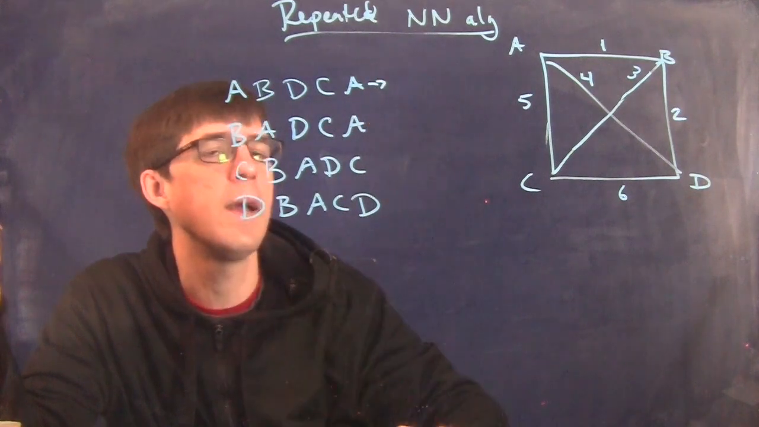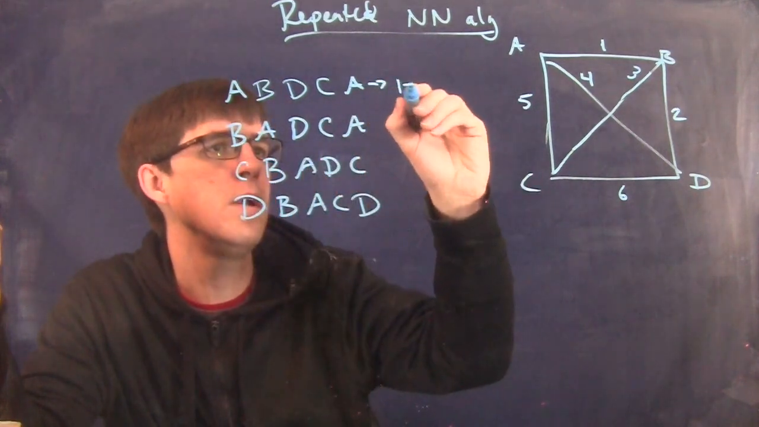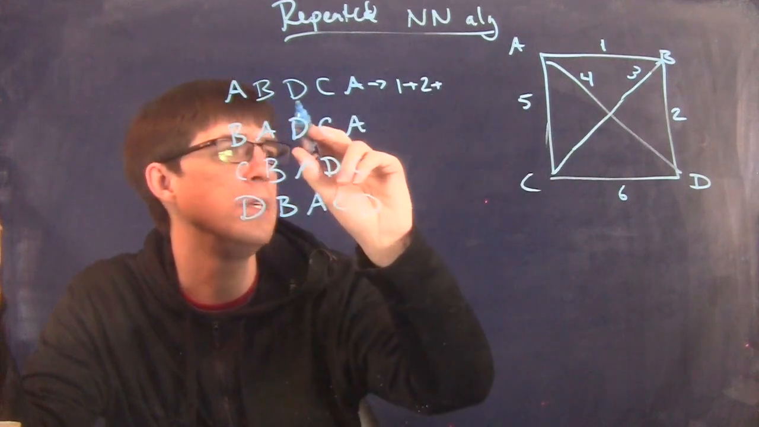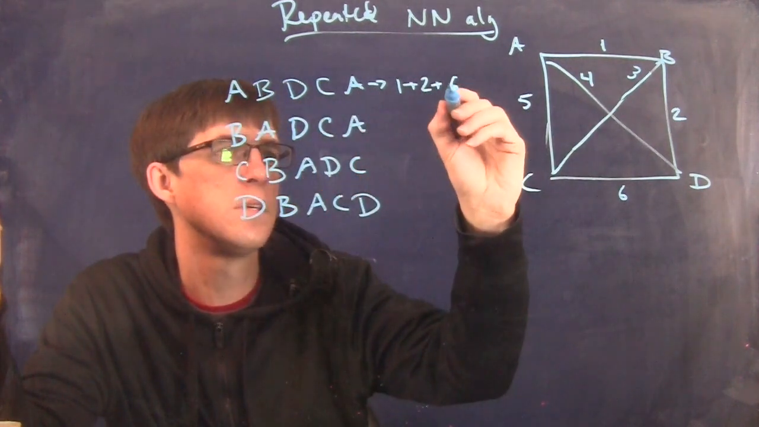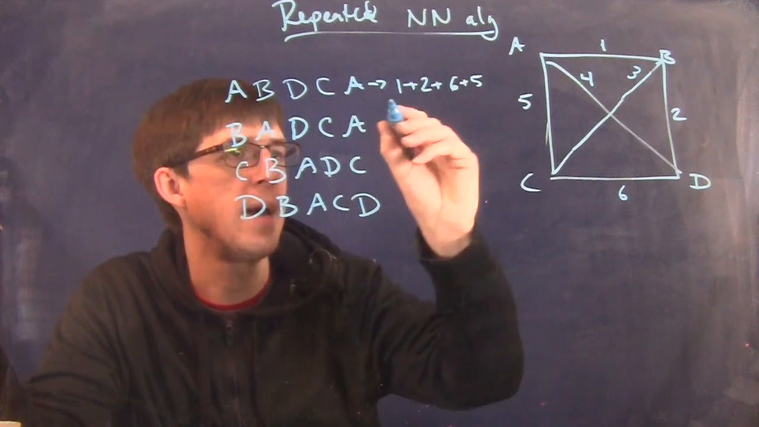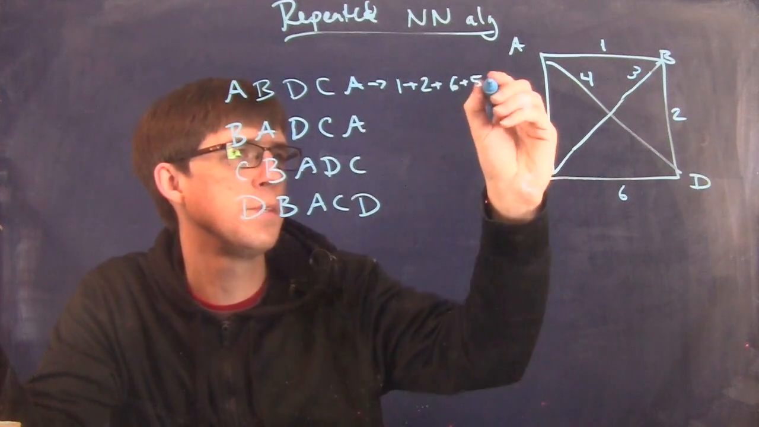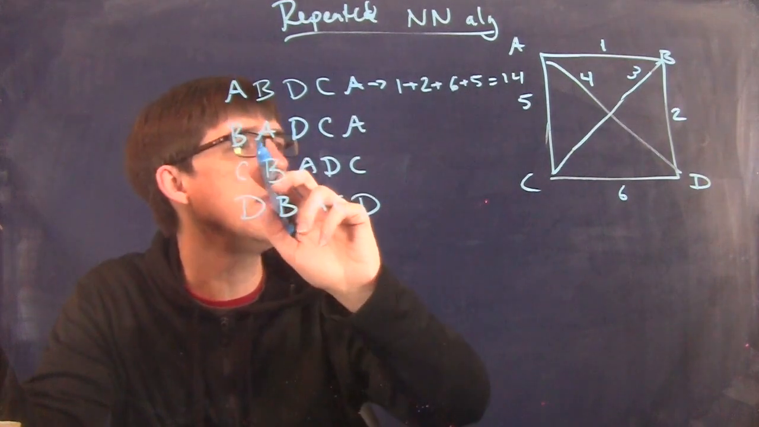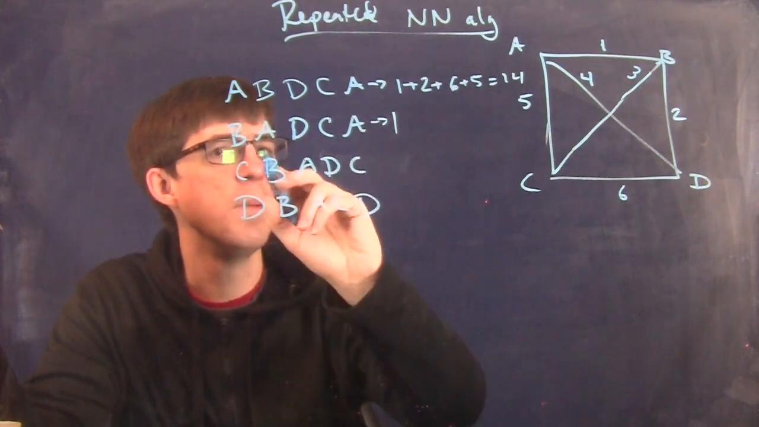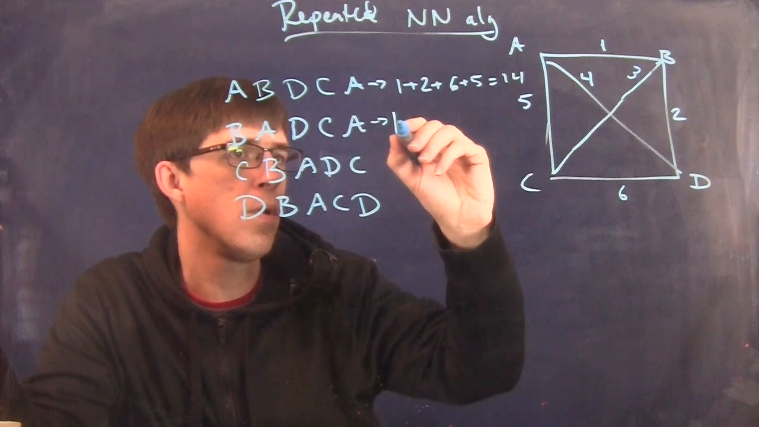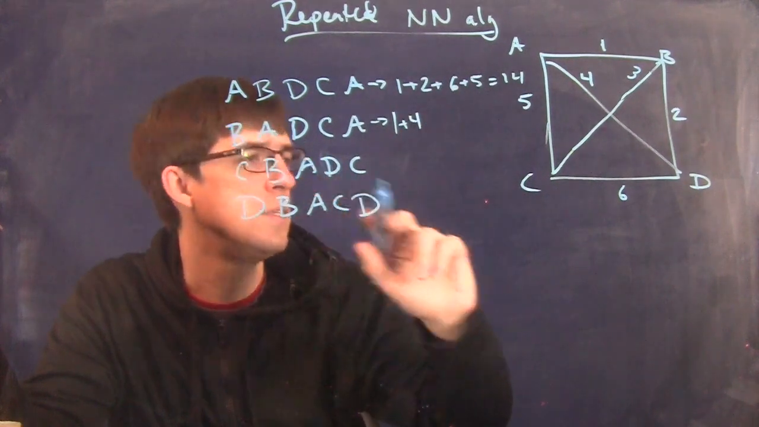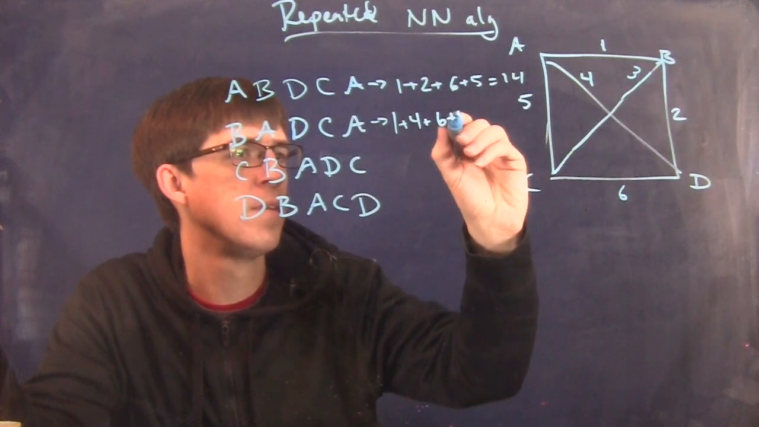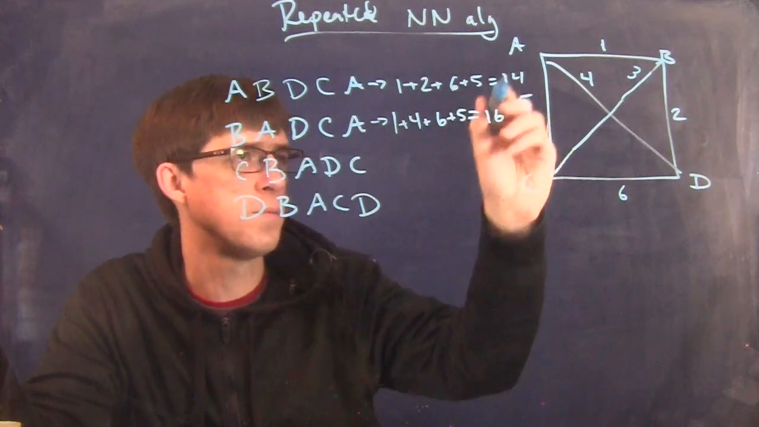This one, when I add them up, A to B is 1, B to D is 2, D to C is 6, C to A is 5. So I add these up, that's 14. Okay? B, A, D, C, A. Well, I go B to A is 1, A to D is 4, D to C is 6, C to A is 5. That's 16, so this one was worse.